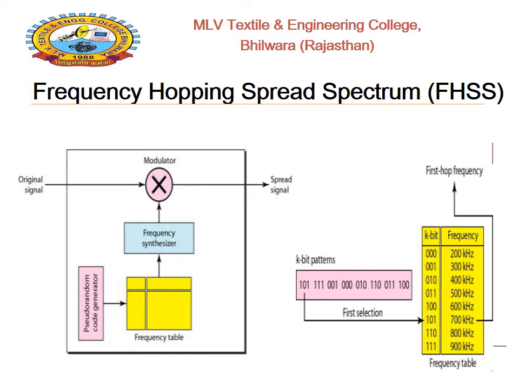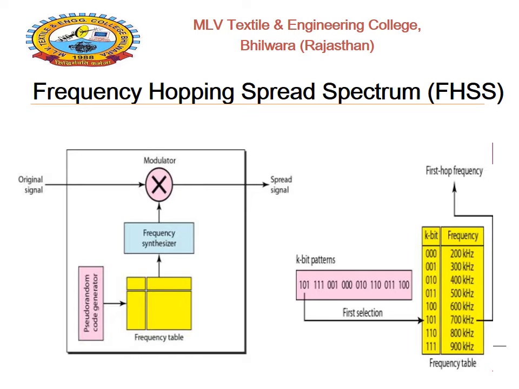Here in the case of FHSS, the original signal is an FSK modulated signal. The FSK, frequency shift keying, modulated signal is given to the modulator. The other input is the frequency synthesizer. The frequency signal is also given to the modulator, and finally the modulator provides the spread signal. These spreading techniques are known as analog spread spectrum technology.